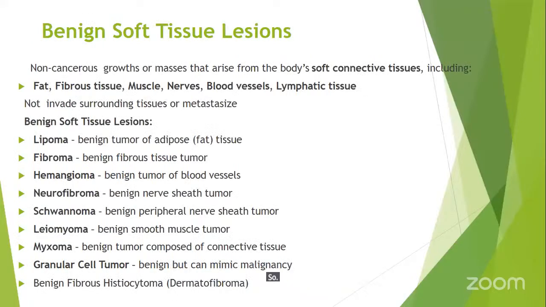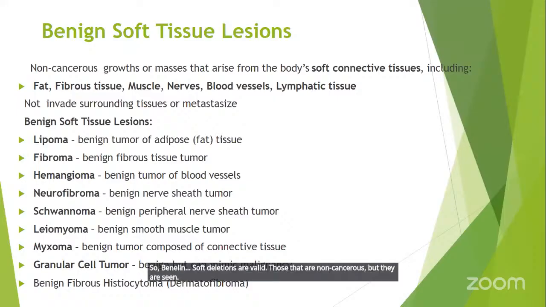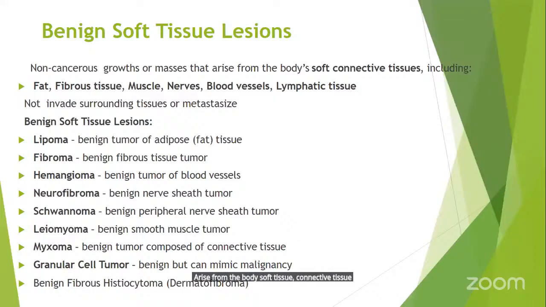So benign soft lesions are varied. Those that are non-cancerous but are seen, arise from the body's soft tissue, connective tissue, including what? Fat. In our body, there's a lot of fat. There's fibrous tissue, we have muscles, nerves, blood vessels, lymphatic tissue everywhere. They don't invade surrounding tissues or metastasize to other body parts. And the simplest that everybody should understand is a lipoma.